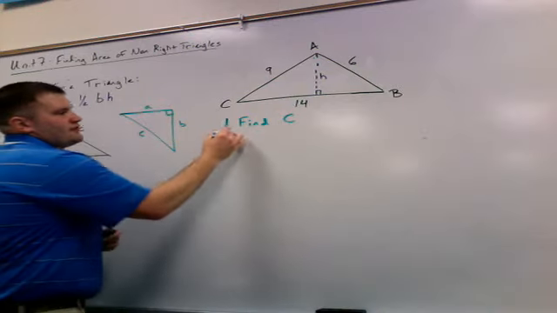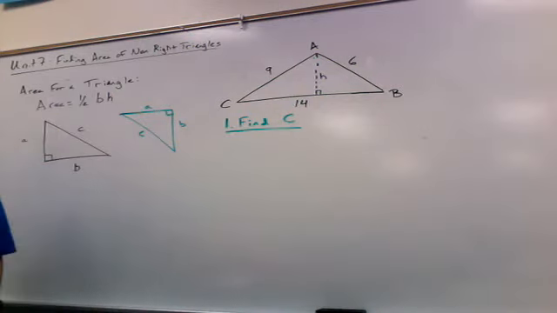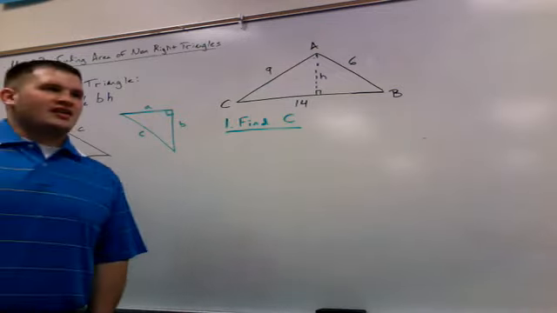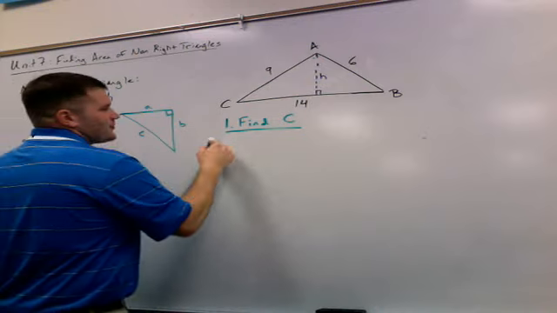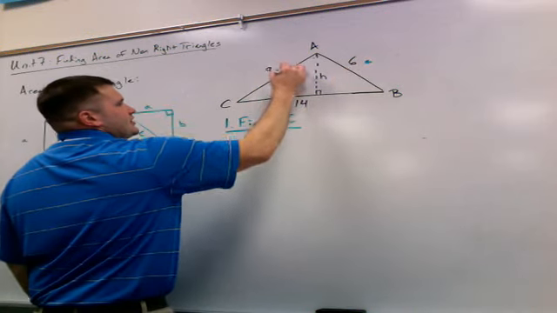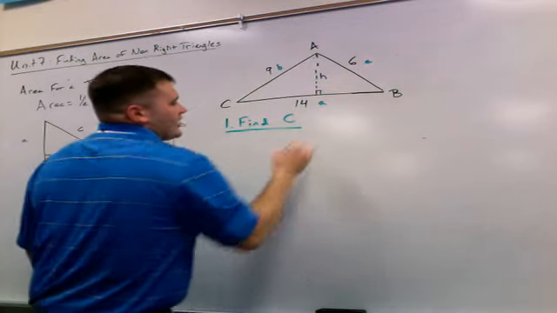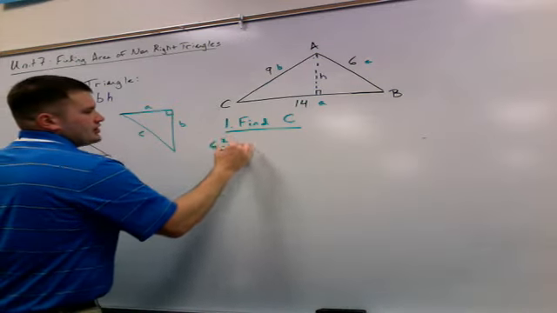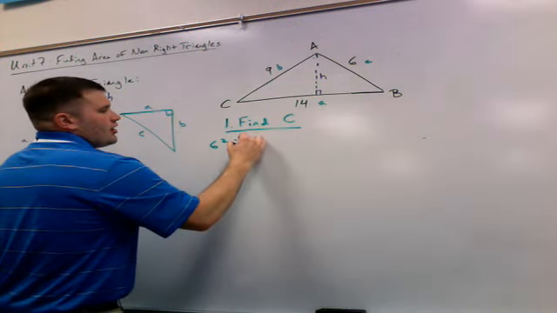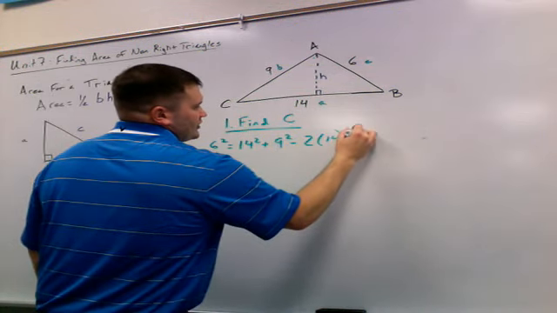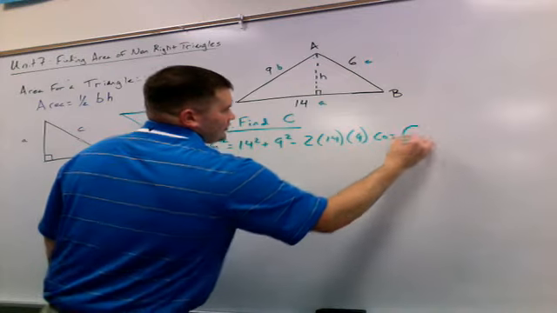So find C. Law of cosines is little c squared equals a squared plus b squared minus 2ab cosine big C, right? Are we memorizing that? We're working on it. So to find C, we're going to use little c squared. We probably want to letter our sides. 6 is c, 9 is b, 14 is little a. So we're going to do 6 squared equals, that's little c, 14 squared plus 9 squared minus 2 times 14 times 9 times cosine big C.